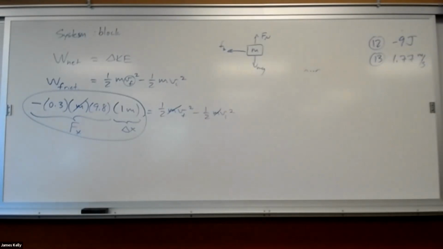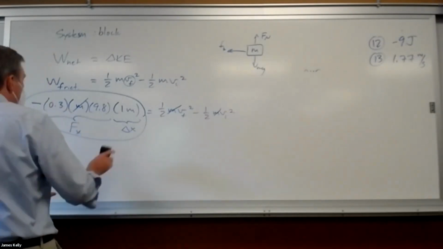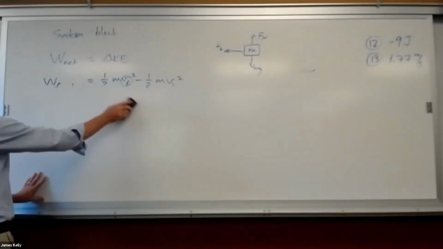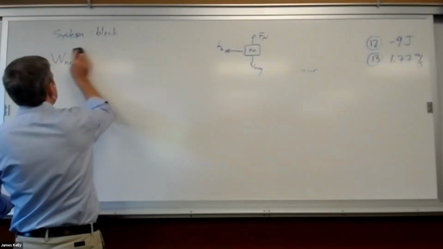Okay, so in 14, it says use energy methods. A box on an inclined plane is given a push downwards and slides with friction. Again, this sounds like a kind of problem that we could have done with kinematics and F equals ma back when, but let's use energy methods.